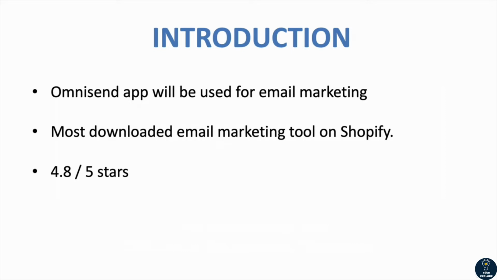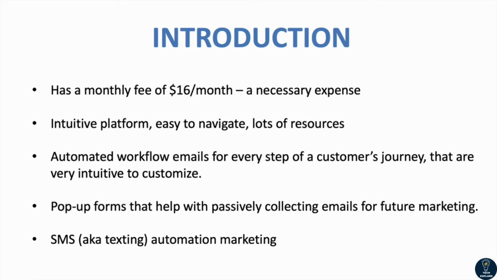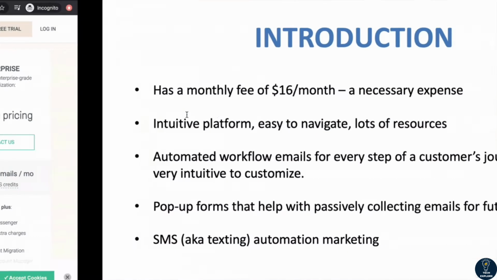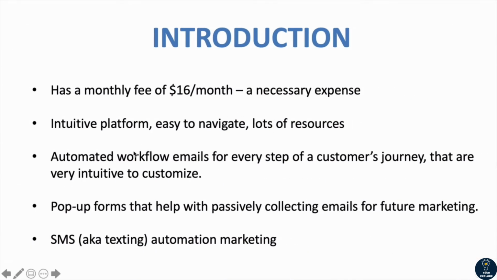There's a couple of different email marketing apps out there on the Shopify App Store. Omnisend is number one. It's what I use. It's what I recommend. It's what other people use as well. It's 4.8 out of 5 stars, which is a really high rating. And it's the most downloaded email marketing tool on Shopify. So, it's not just my recommendation. Other successful entrepreneurs use it as well. As I mentioned, there's that $16 per month fee if you're doing the standard plan. And again, it's a necessary expense.